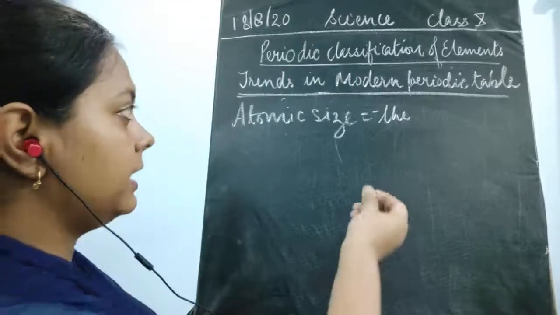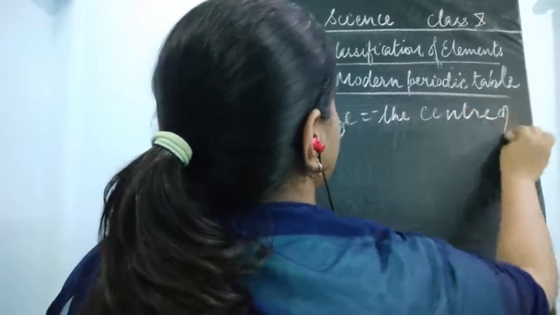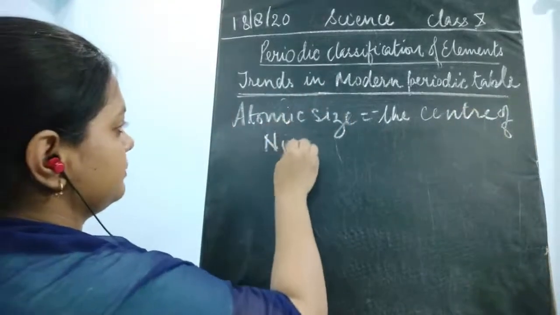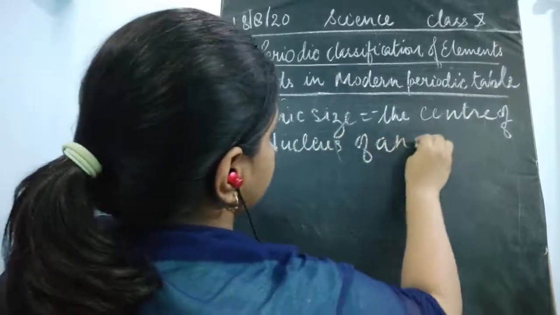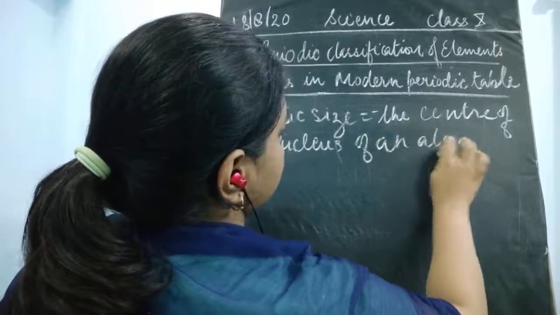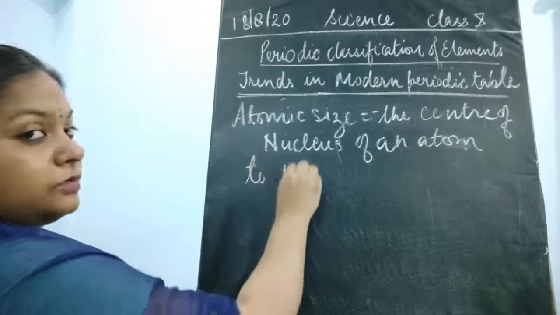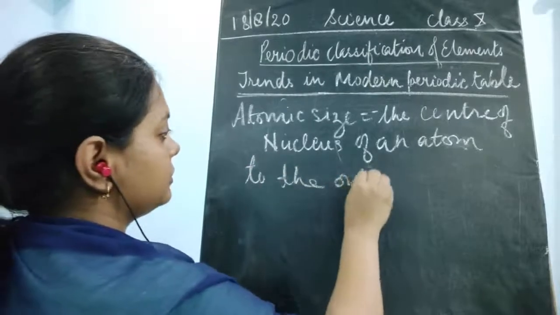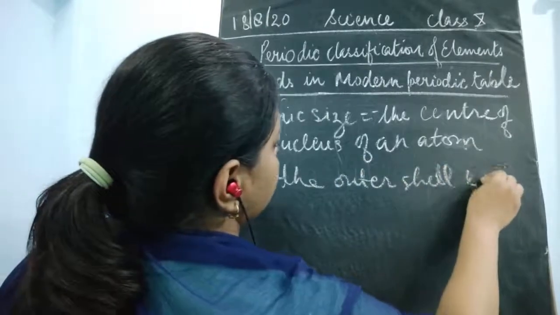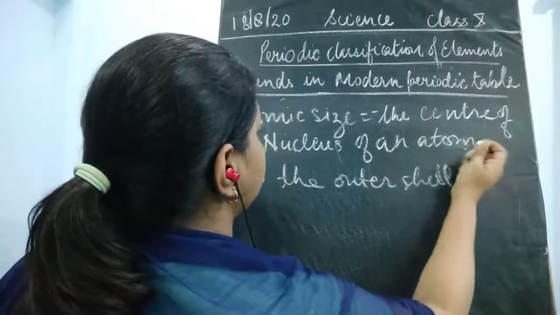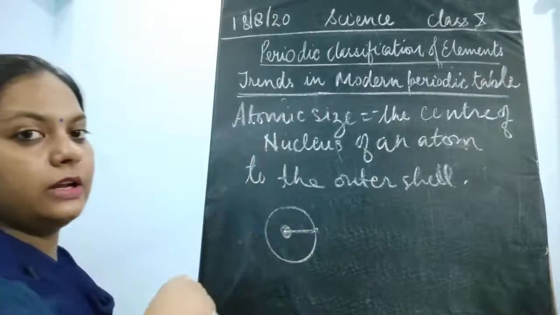We can measure it from the center of the nucleus of an atom to the outermost shell electron, or outer shell. Okay, till the outer shell. Suppose that this is the center, from here till the outer shell we are measuring this.